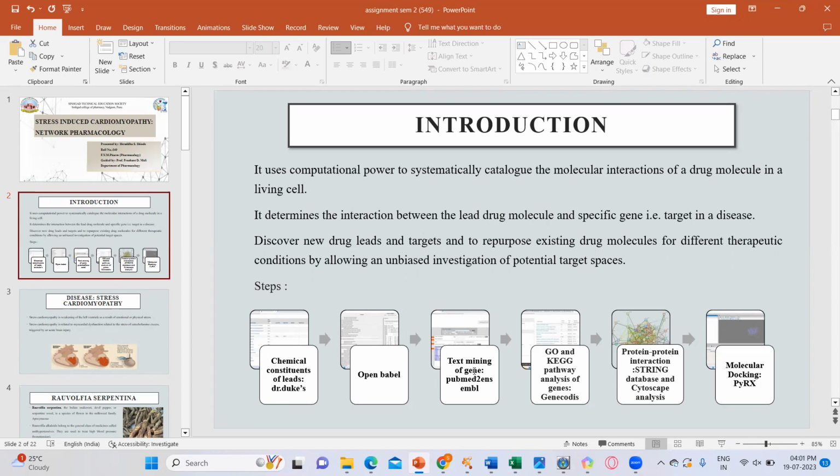is done. Further, these genes extracted in the KEGG pathway are transferred to protein-protein interaction determination by STRING database and Cytoscape analysis. The Cytoscape analysis is further processed, the genes obtained in it are finalized, and then they are added on to the molecular docking in PyRx with the lead molecules, that is the ligands.